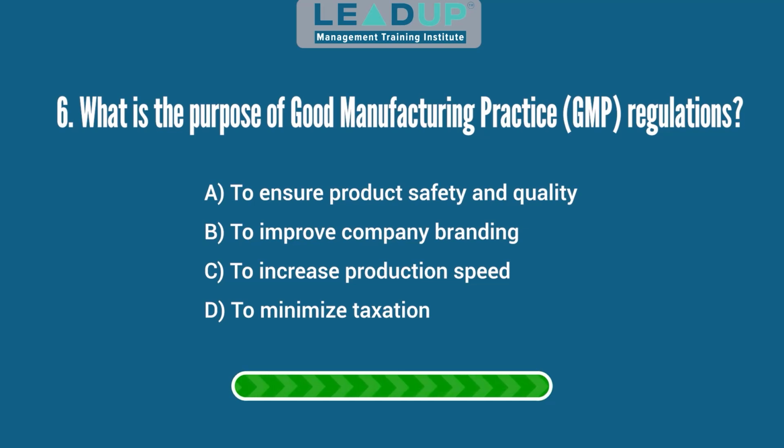Question 6. What is the purpose of Good Manufacturing Practice (GMP) regulations? A. To ensure product safety and quality. B. To improve company branding. C. To increase production speed. And D. To minimize taxation. The answer is to ensure product safety and quality.